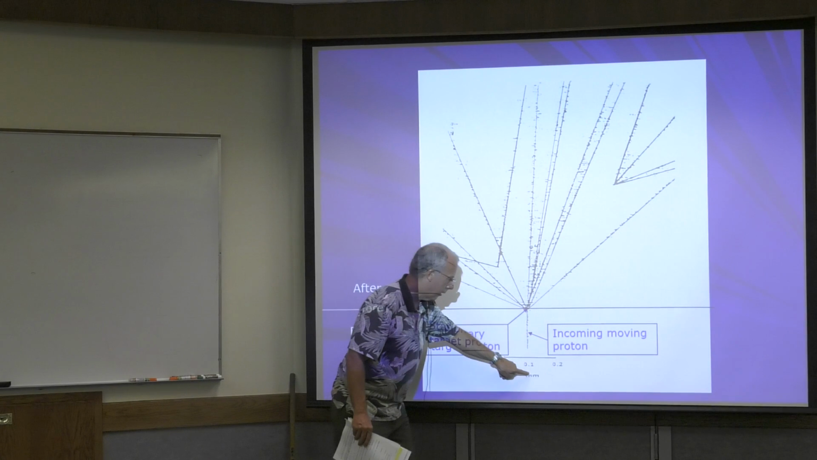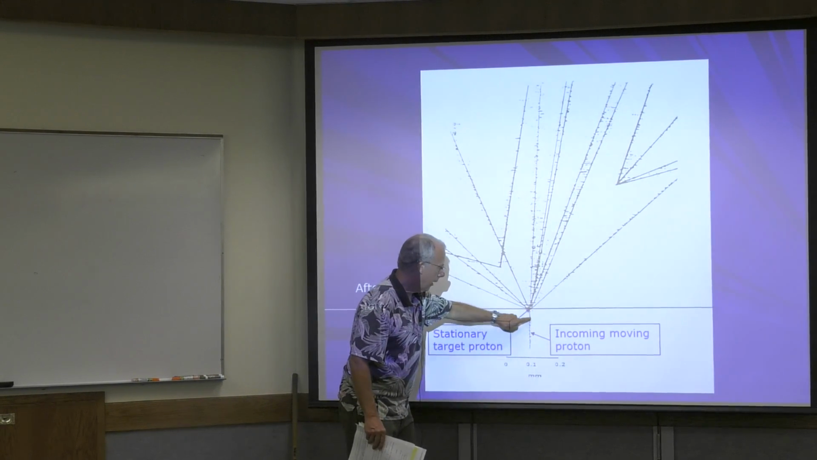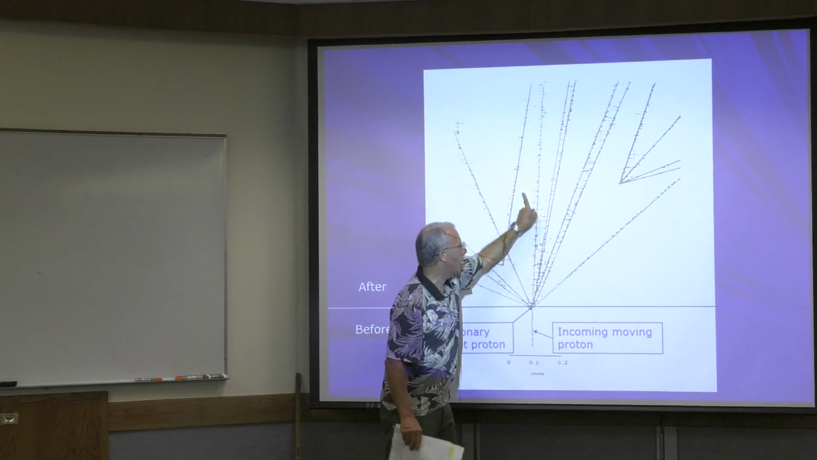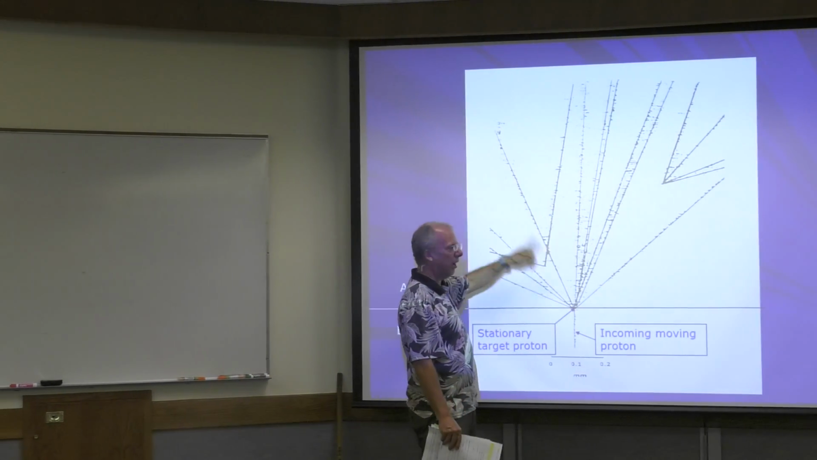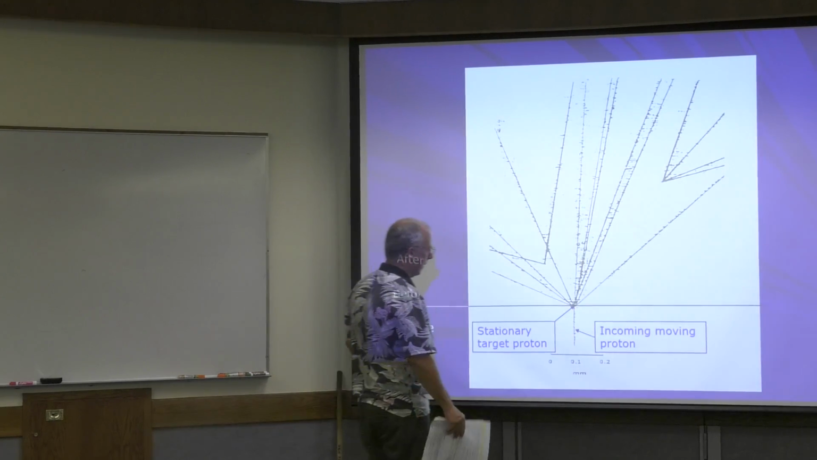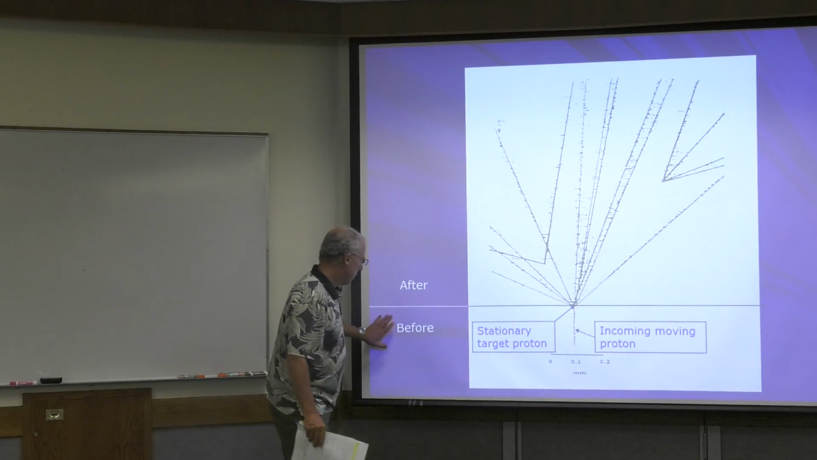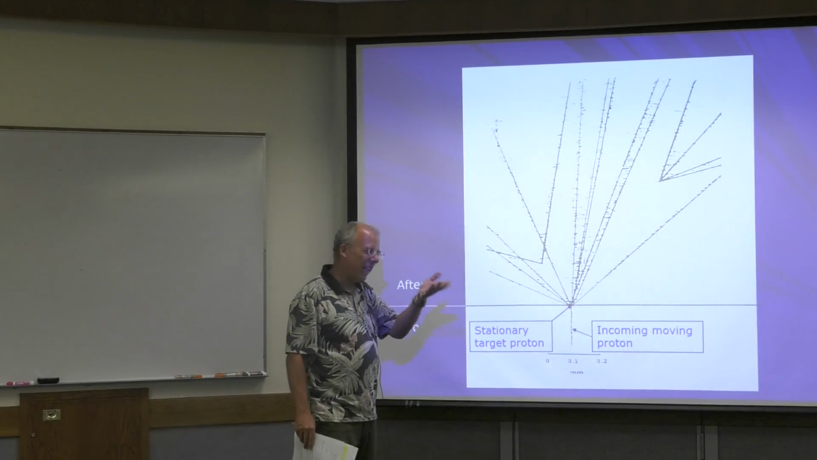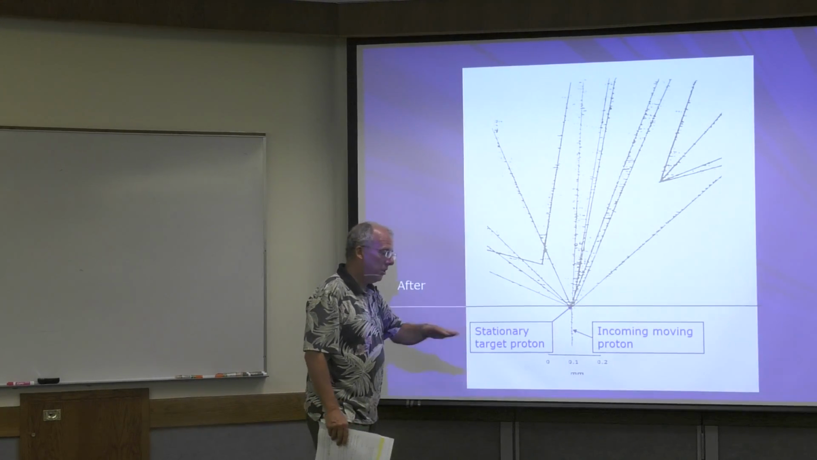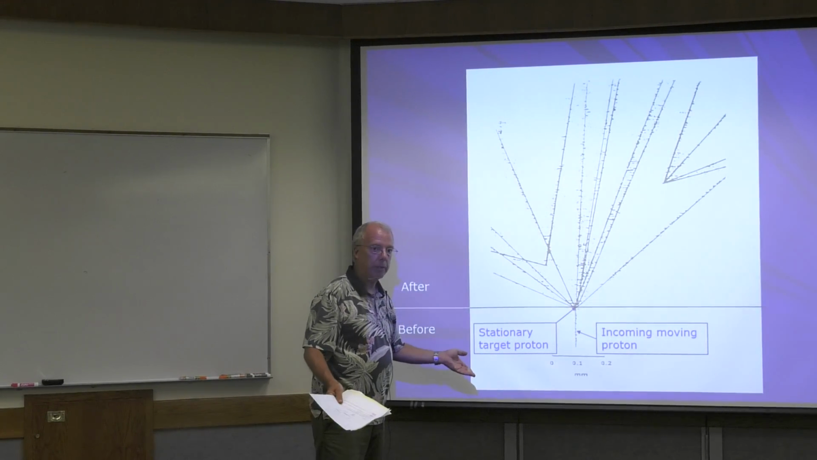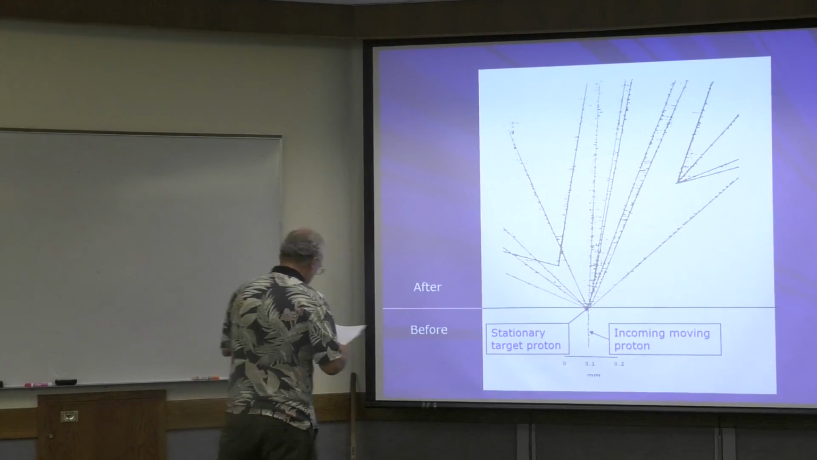Okay, and so this moving proton hits the stationary proton, and what happens? All sorts of different particles are created with different velocities and masses and directions and everything, okay? So that's particle physics, right? So before and after. And this is like in midair. And we're just going to assume it's along the horizontal plane. And so we're going to say that momentum is conserved, all right?